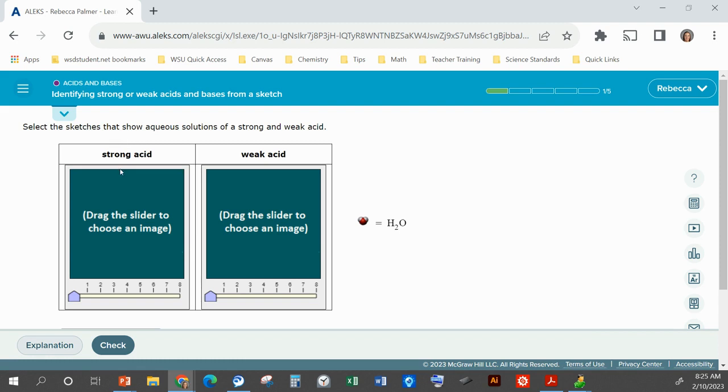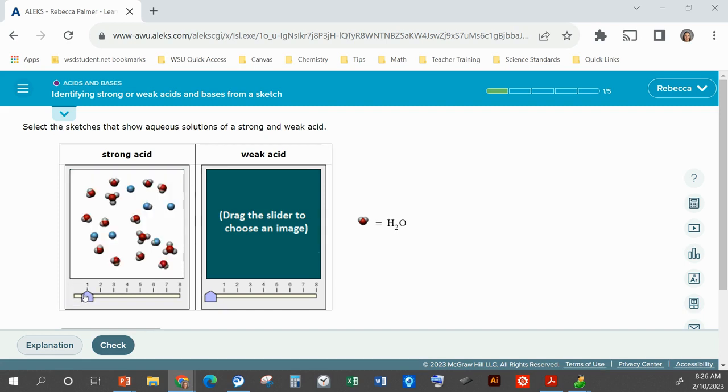Dissociates completely. So we're looking for, we use this to show our picture of what's going on. If it's strong, we should have none of this original acid. We should only have our conjugate base and hydrogen. Again, Alex does not like free floating hydrogens. Can you see how this has the original acid? We can't have any of that if it's a strong acid.